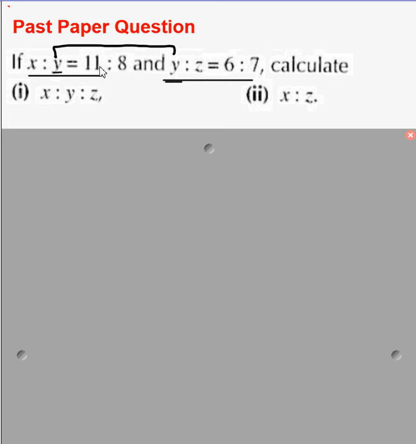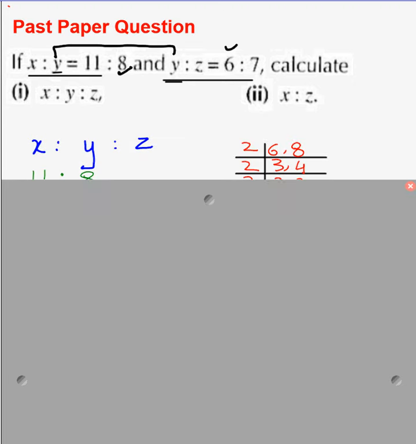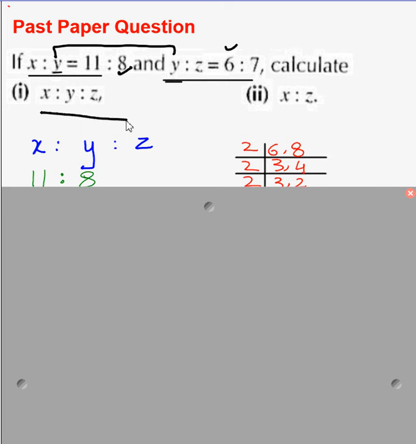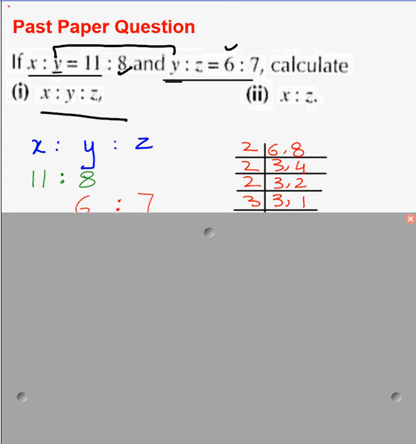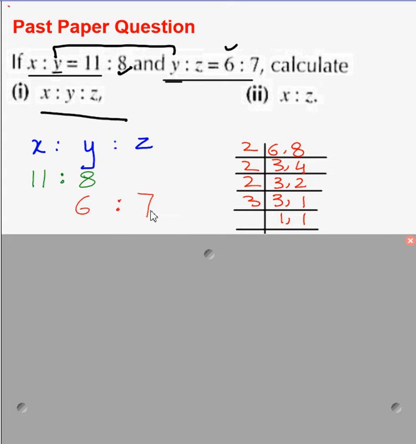Now I can't write 11 is to 8 is to 7, because here y is representing 8 ratios, and here y is representing 6 ratios. So I have to try to make it the same. The technique of solving this question is, for example, x, y, z, right? For x is to y, I'm writing 11 is to 8, which is given to me here. And for y is to z, I'm writing 6 is to 7.